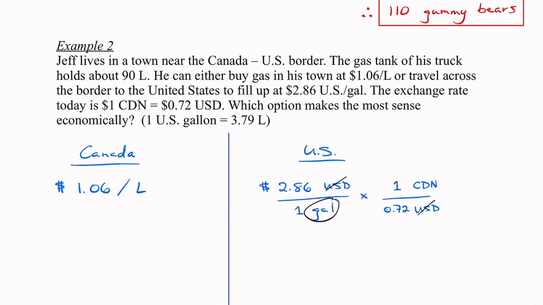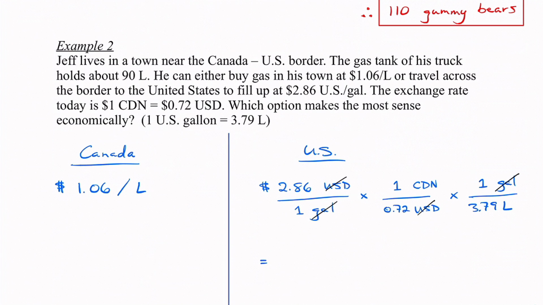And then I can see US dollars canceling with US dollars. But I also want to cancel this gallon. So I'm going to multiply by another conversion factor where I want to get rid of the gallon, and what I want to get out is the liter. And I have this conversion: 1 US gallon is 3.79 liters. Now I can have gallon canceling out with gallon. You wouldn't have to do both of these conversion factors at the same time. You could have done this one first, got an answer, and then used this one to convert again, but you can do it all in one step if you like as well.